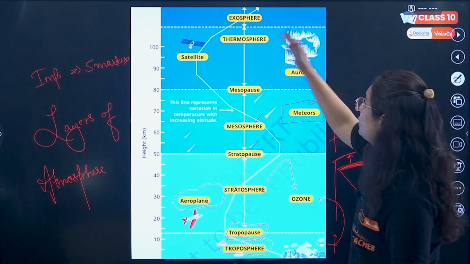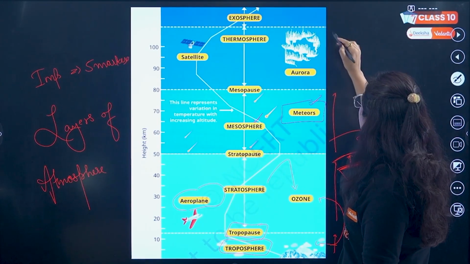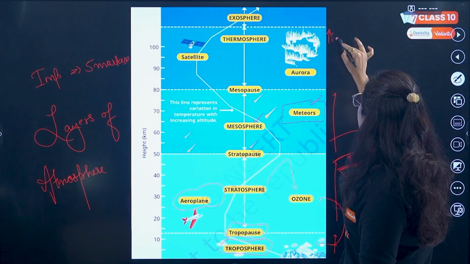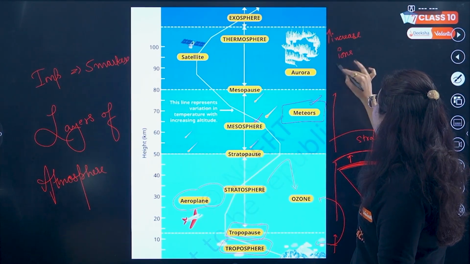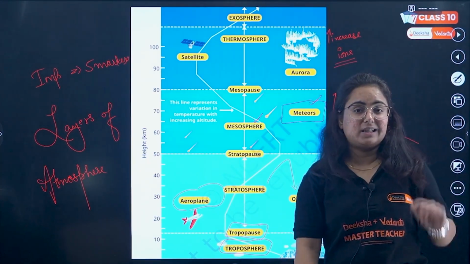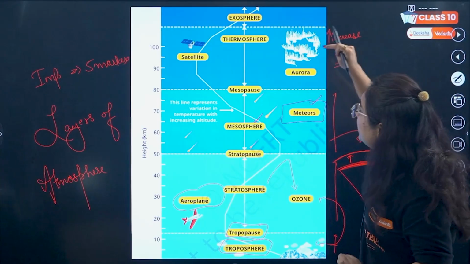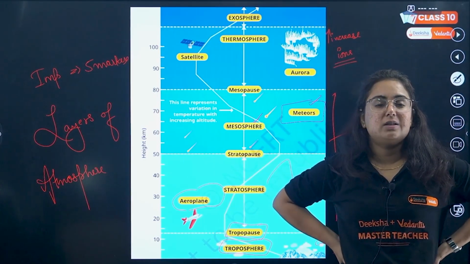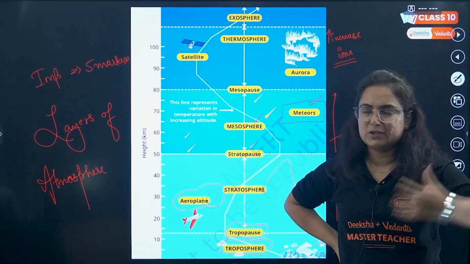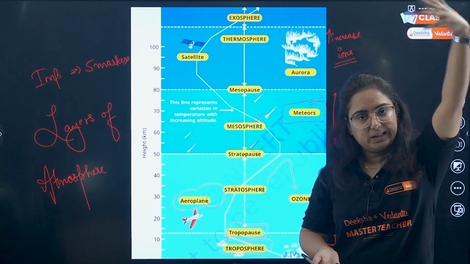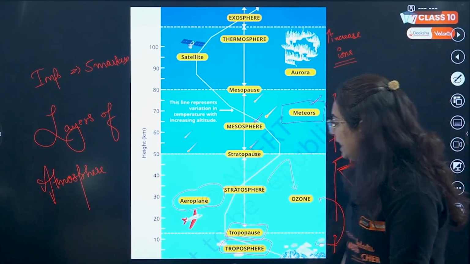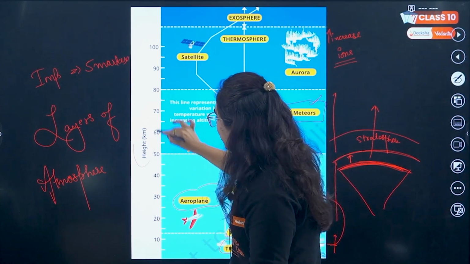But here in thermosphere, the temperature increases. Why? Because of the presence of ions, and hence all the satellites and the communications come from this layer of the atmosphere. And the last one is exosphere, which ultimately merges with the universe. Getting my point? You can also see their height in kilometers.